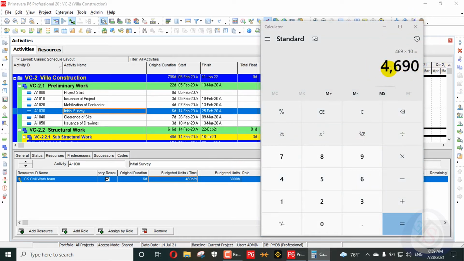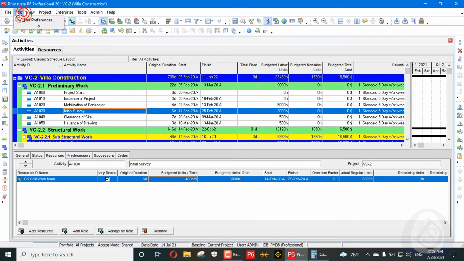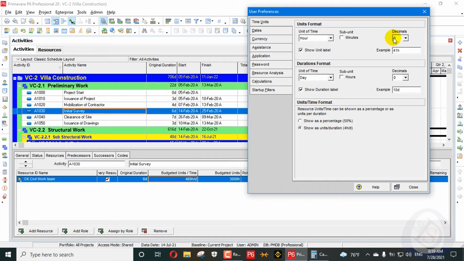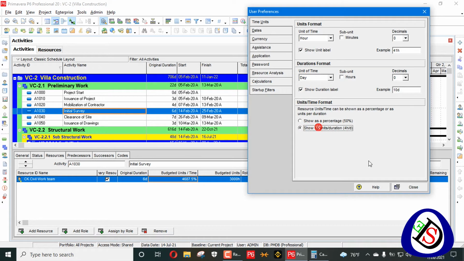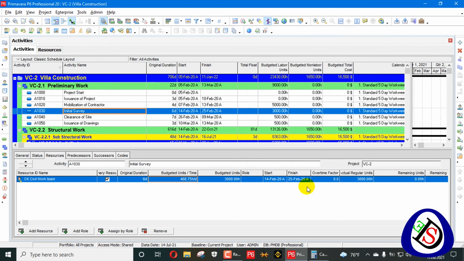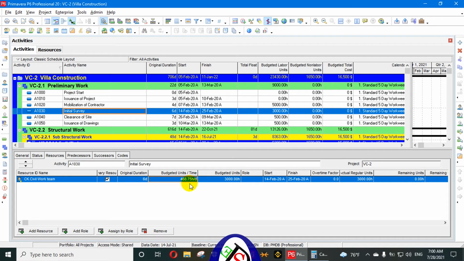So for example, why is it not accurate here? We will go to Edit, User Preferences. We will show it in hour per day, and its percentage is 4687. We will go to user preferences and show it in hour per day. You can see 469, and if we show decimals here, you can see 468.75. So multiply by 10 to get the original percentage, because you are working 10 hours per day.